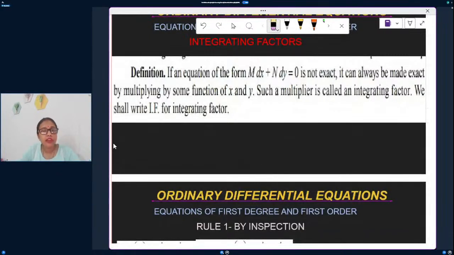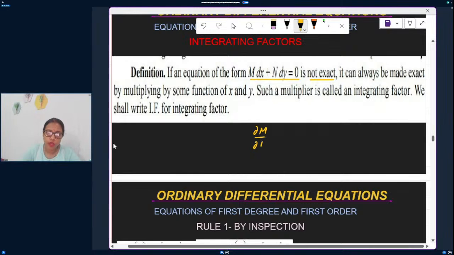integrating factor is a very useful tool if your given equation is not an exact differential equation. If a given differential equation of first order and first degree, M dx plus N dy equals 0, is not exact, then definitely del M by del y will not be equal to del N by del x. It can always be made exact by multiplying by some function of x and y. Such a multiplier is called an integrating factor. We shall write IF for integrating factor.